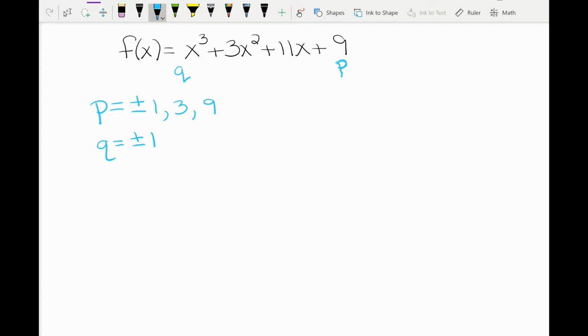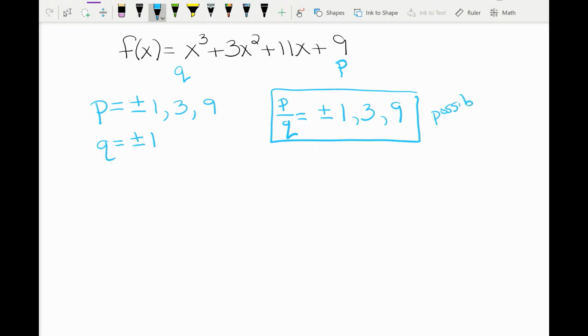So if I write down all the different combinations of P over Q, I just take all of the P values and put them over Q. So that's 1 over 1, 3 over 1, and 9 over 1. So that's going to be plus or minus 1, 3, and 9. So this is our starting point, right? I'm going to use these numbers to try to find a zero that works for this polynomial.